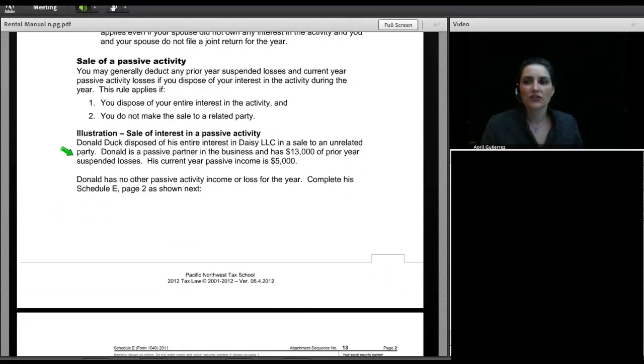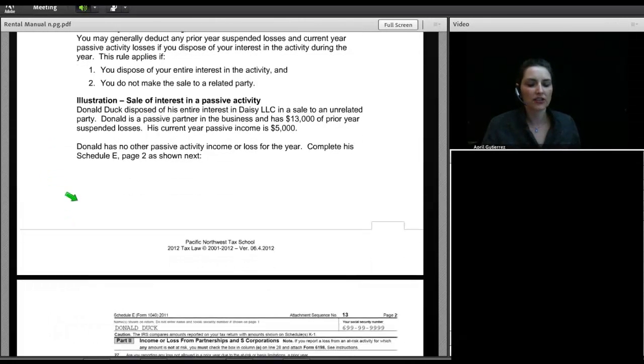Illustration, sale of interest in a passive activity. Donald Duck disposed of his entire interest in Daisy LLC in a sale to an unrelated party. Donald is a passive partner in the business and had $13,000 of prior year suspended losses. His current year passive income is $5,000. Donald has no other passive income or loss for the year. Complete his Schedule E, page 2, as shown next.